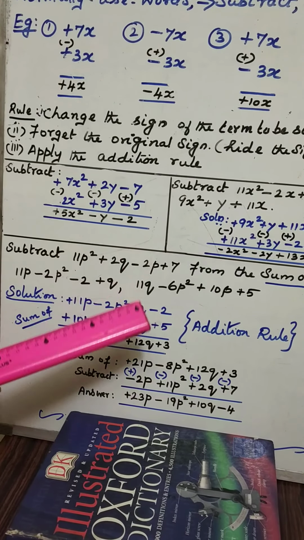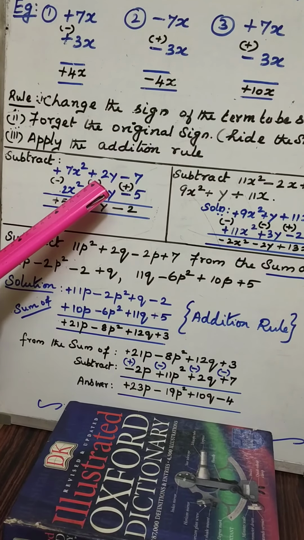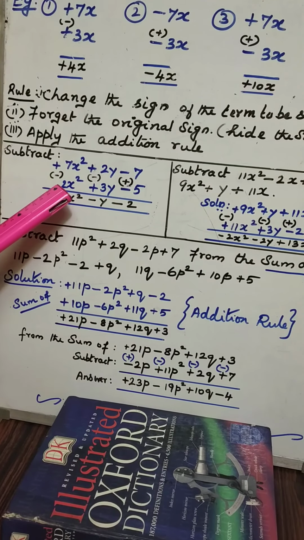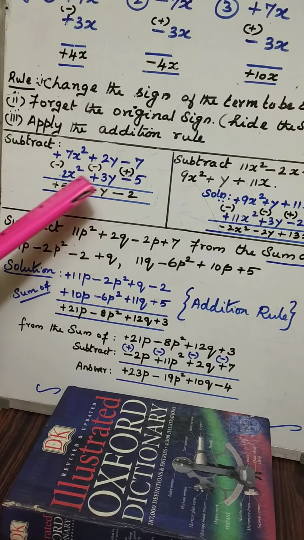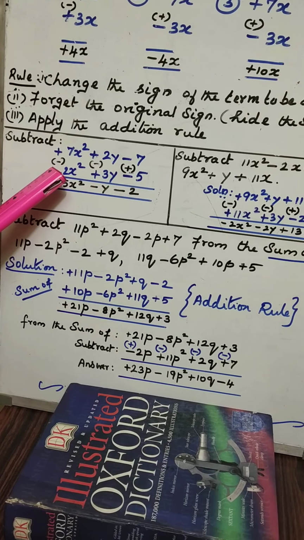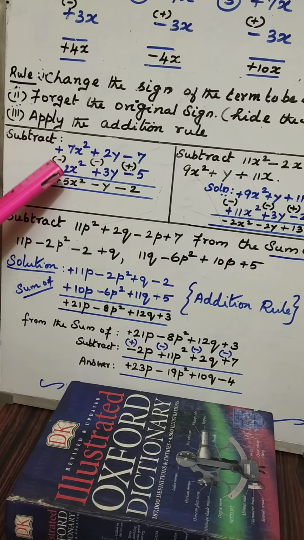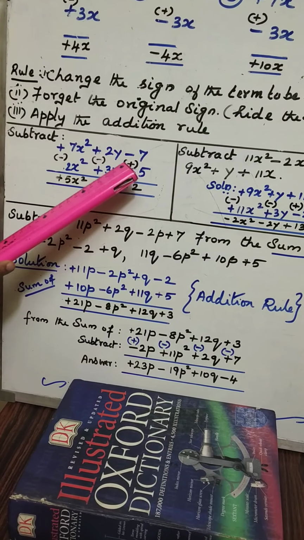Now look at here. I repeat again. Plus 7x squared plus 2y minus 7. 2x squared, no sign means assume that it is plus, 3y minus 5. The term to be subtracted, you have to change the sign. Since we have assumed it is plus, I take it as minus. Now here plus means again minus, here minus means plus.